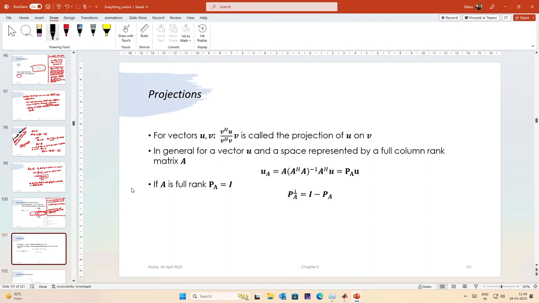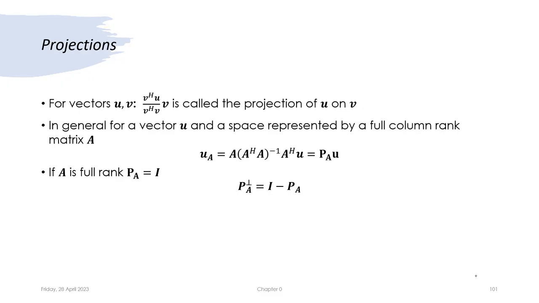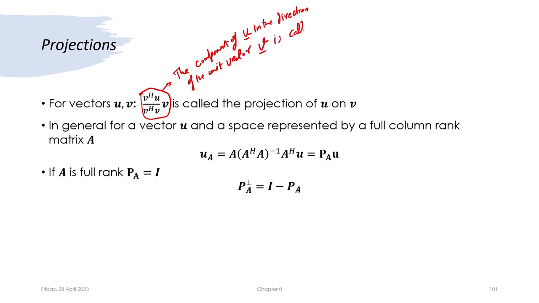So we had used the term projection when we were talking about Gram-Schmidt orthogonalization. So let us define a projection formally now. So for vectors u and v, v Hermitian u, this thing, or the component of u in the direction of the unit vector v, is called the projection of u on v.